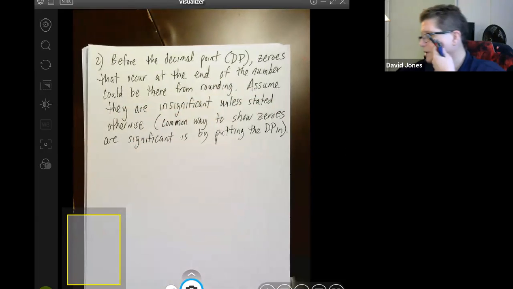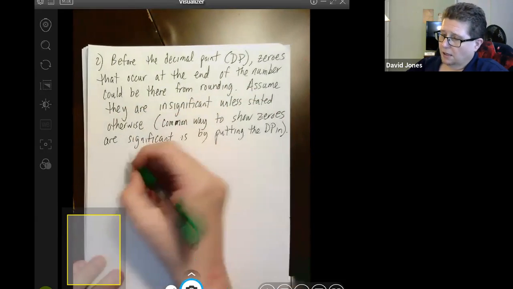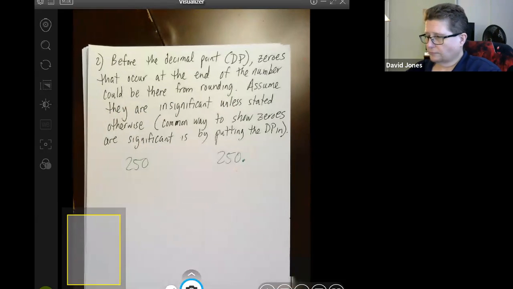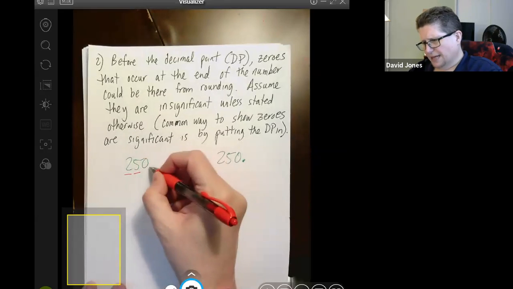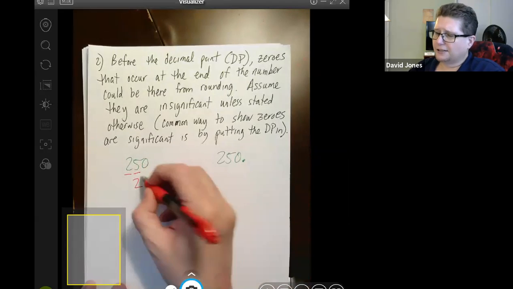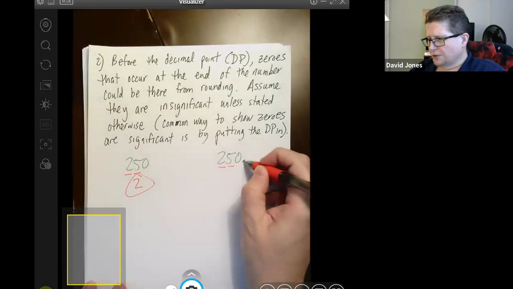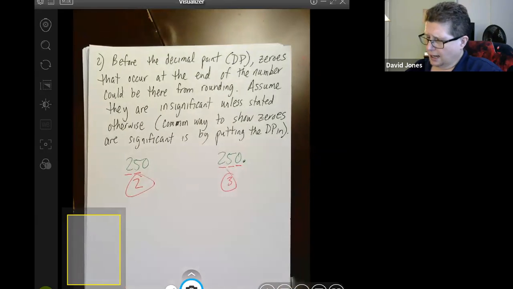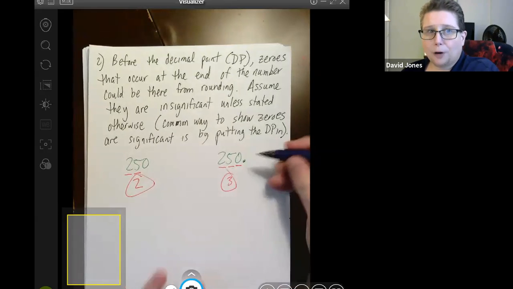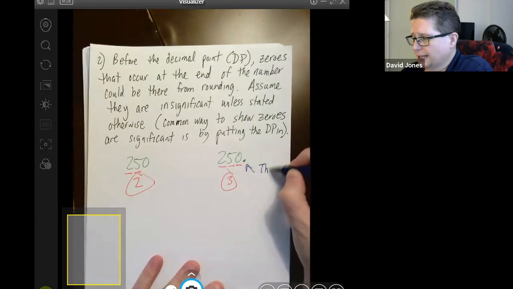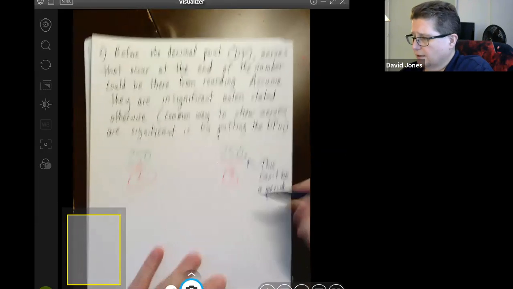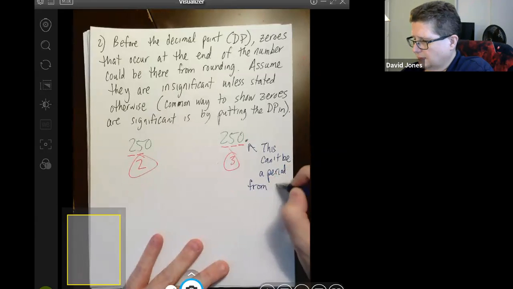Okay. So for example, we've got 250 and we've got 250 point. 1, 2, that's a 0 at the end of the number. There are 2 significant digits here. 1, 2, the 0, the decimal point tells us the 0 is part of it. There's 3 here. And it's important that it's not part of like a text. This can't be the period at the end of a sentence.